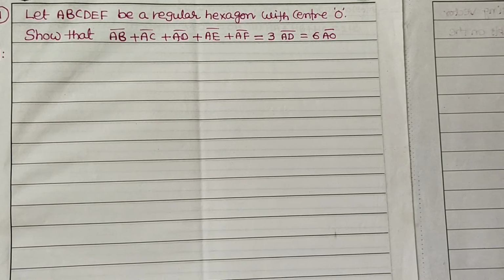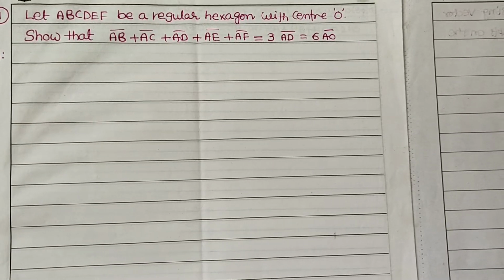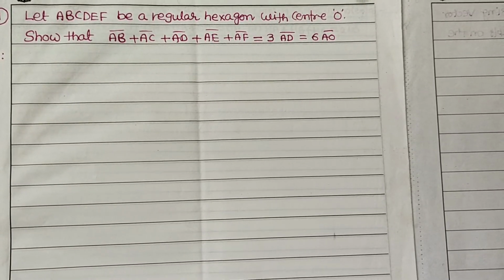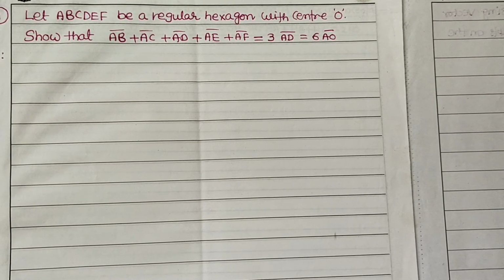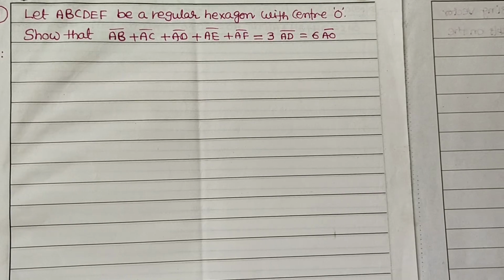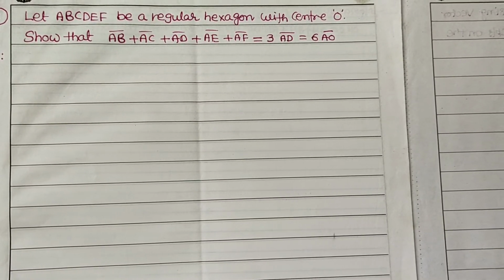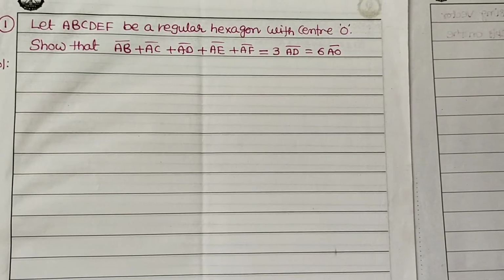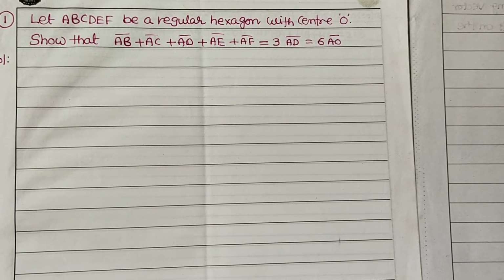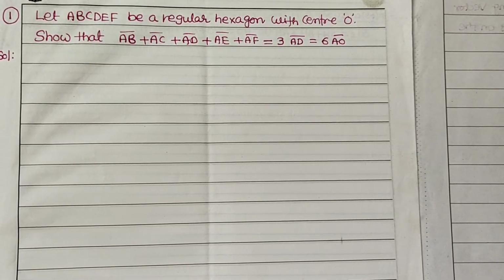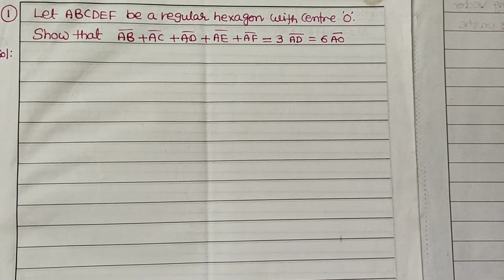See, first we have to draw the regular hexagon. What is the meaning of regular hexagon? In the hexagon, all the sides are equal. That is called regular hexagon. In a normal hexagon, different sides will be there. 6 sides will be there, but all sides are not equal. But in the regular hexagon, all the sides are equal. See here, first draw the figure of regular hexagon.